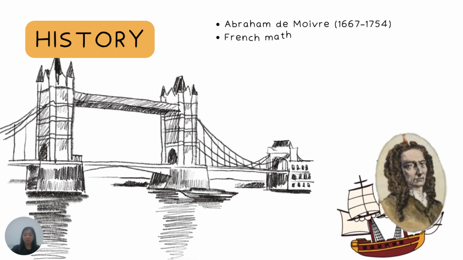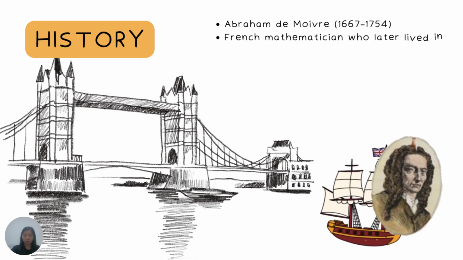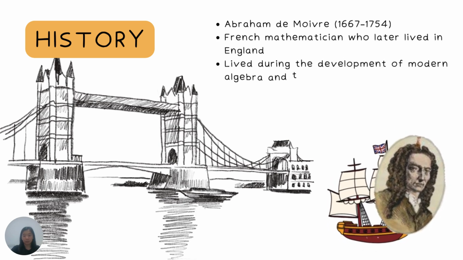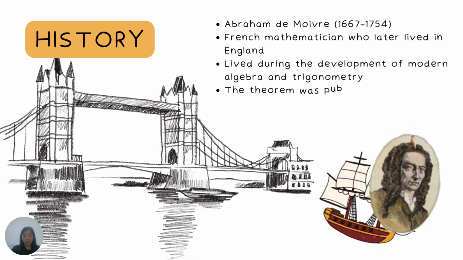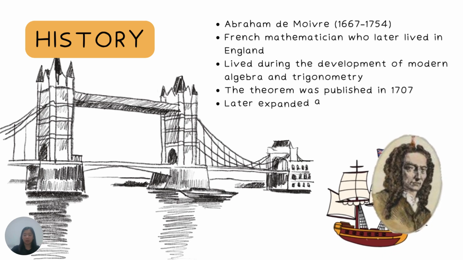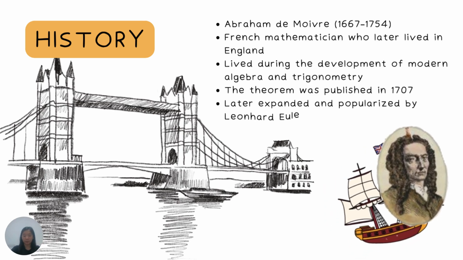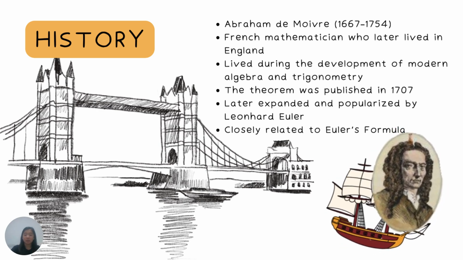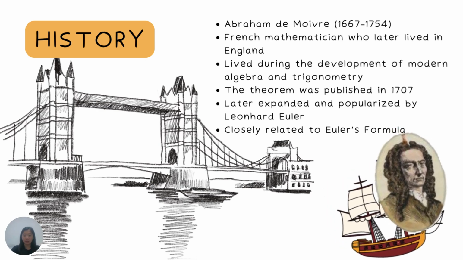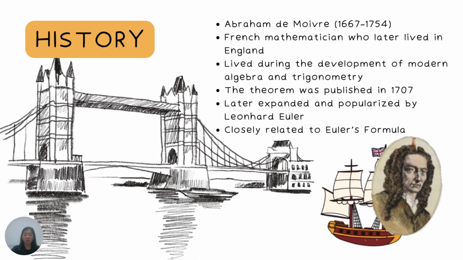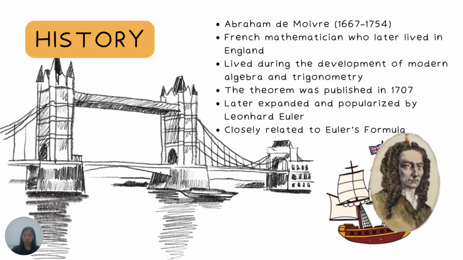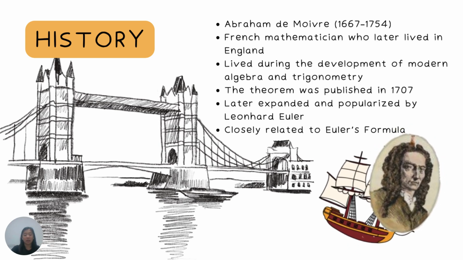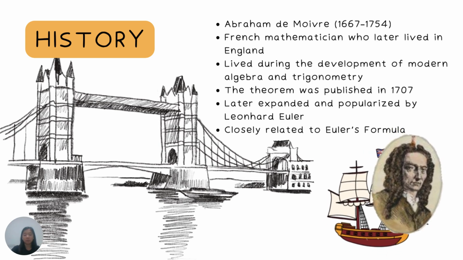De Moivre's theorem is named after Abraham de Moivre, a French mathematician born in 1667. Due to religious persecution, he moved to England, where he continued his mathematical work. In 1707, de Moivre discovered a pattern connecting complex numbers and trigonometric functions, especially when raising complex numbers to higher powers. This discovery later became known as De Moivre's theorem.